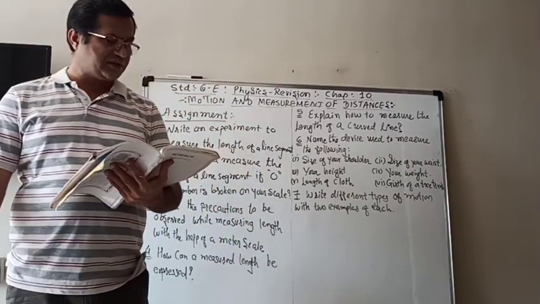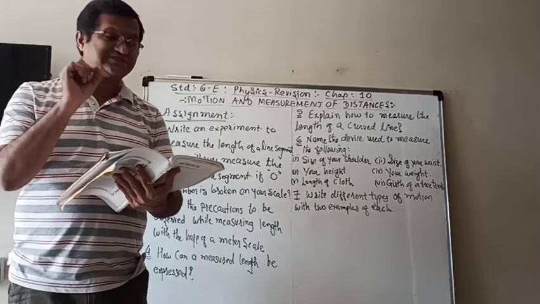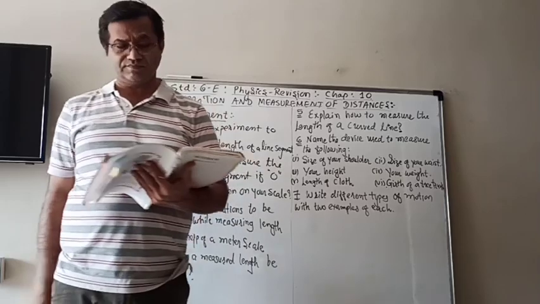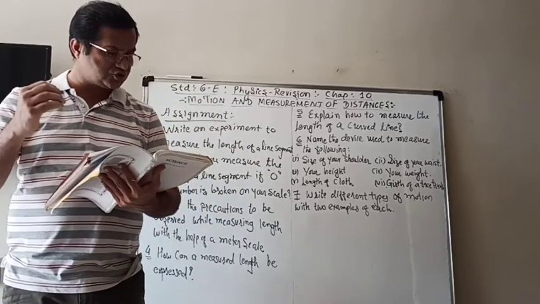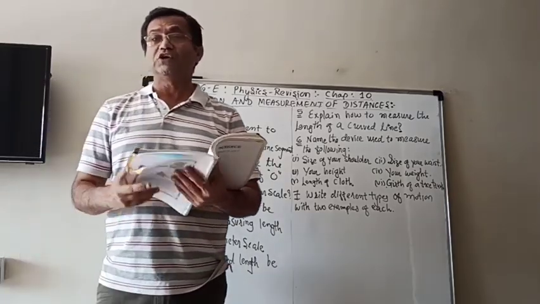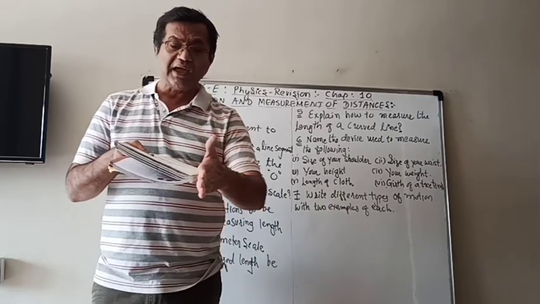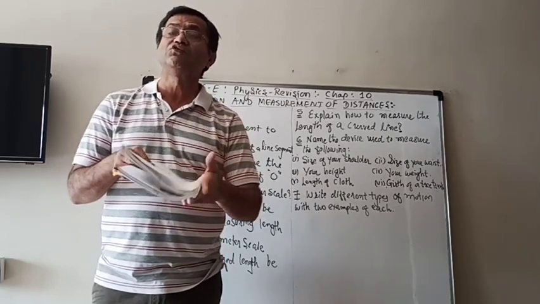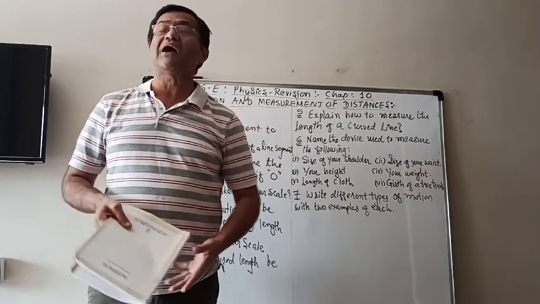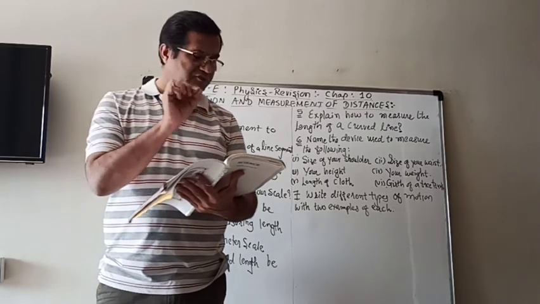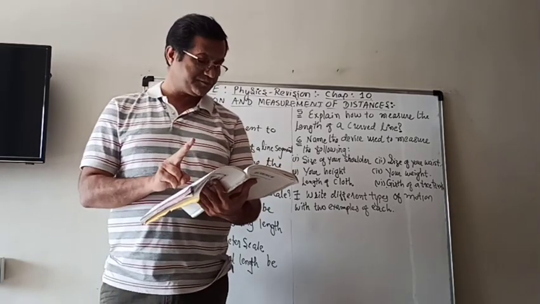First of all, we have to place the scale in contact with the object whose length is to be measured. So if you want to measure the length of this book, the scale must be exactly in contact with this book, not that you put it far from it. So it must be exactly in contact with the object.